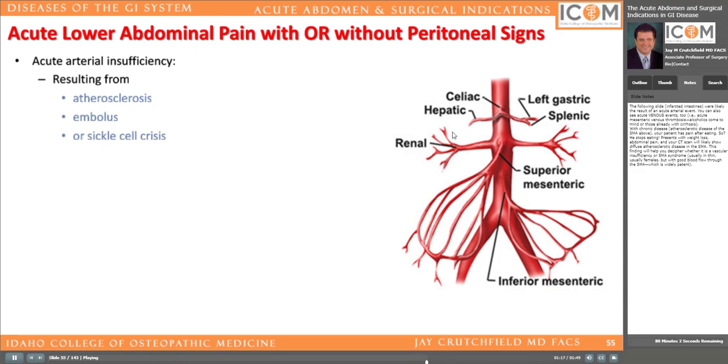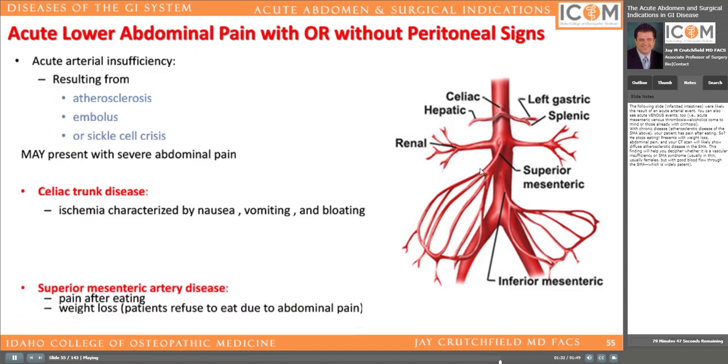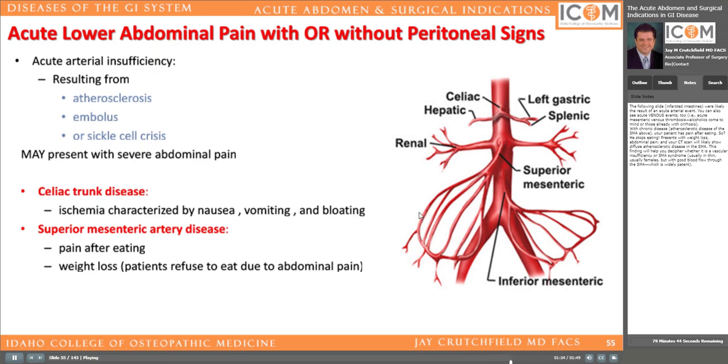Celiac trunk disease is usually characterized by nausea, vomiting, and bloating, since the celiac trunk supplies blood through the left gastric artery, the splenic artery, and the hepatic artery. Moving further down the aorta, we see the superior mesenteric artery, which presents usually with pain after eating in those patients who have disease of the SMA, and weight loss. And then, of course, the inferior mesenteric artery, which supplies blood to the descending colon. These patients complain of constipation and blood loss through bloody bowel movements.